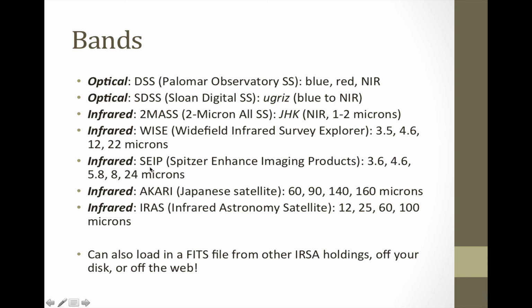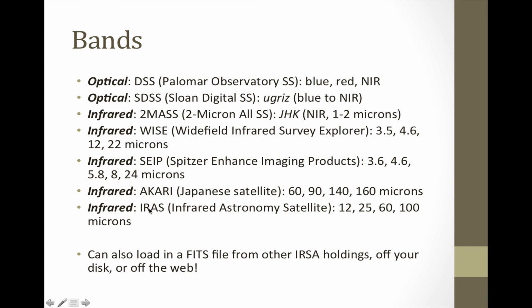Another infrared set is the SEIP, the Spitzer Enhanced Imaging Products. That is 3.5, 4.5, 5.8, 8, and 24 microns. Spitzer did not do the whole sky, but it did large pieces of it. Akari was a Japanese satellite. It actually had a short wavelength and a long wavelength instrument on it. At this point, we only have the long wavelength images included, so 60, 90, 140, and 160 microns.